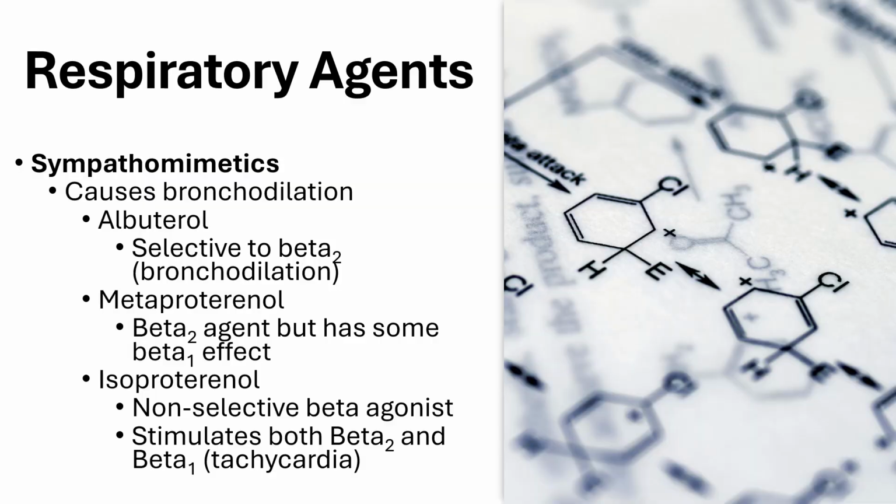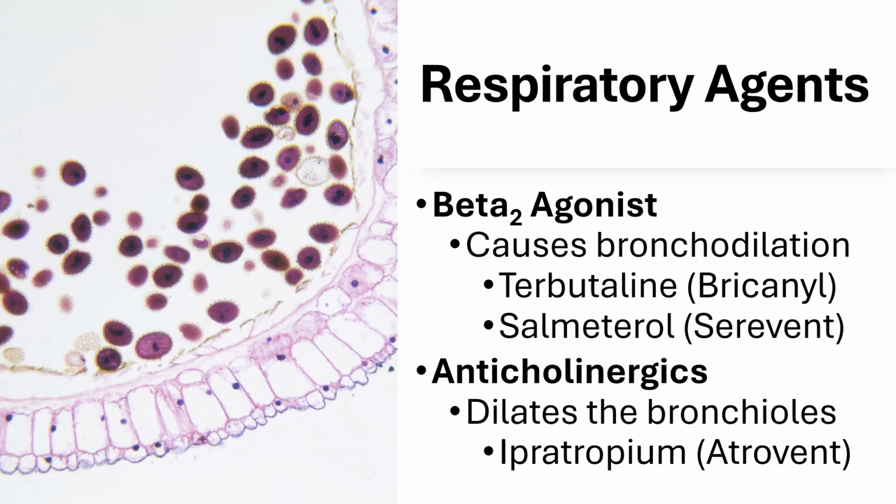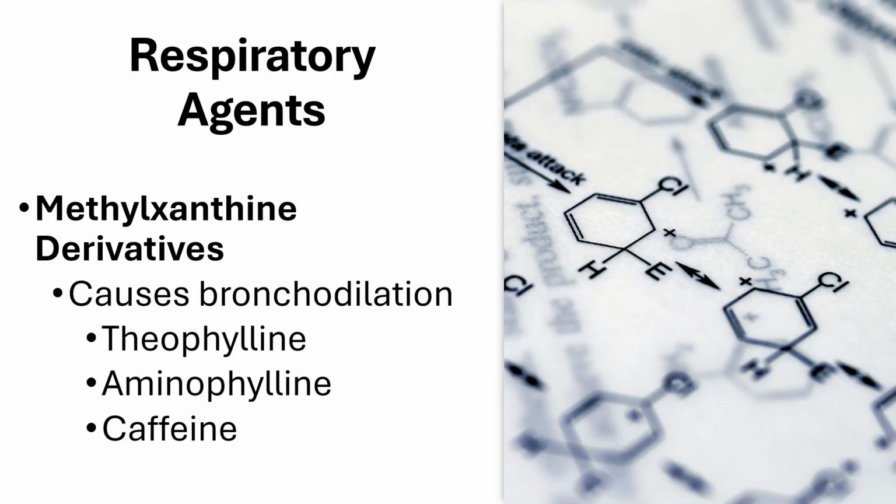Respiratory agents, you have your sympathomimetics, which cause bronchodilation. You have the three: albuterol, metaproterenol, and isoproterenol. For your beta-2 agonists, which cause bronchodilation, your terbutaline and salmeterol. For the dilation of the bronchioles, ipratropium, which is an anticholinergic medication. Methylxanthine derivatives, which cause bronchodilation: caffeine, theophylline.